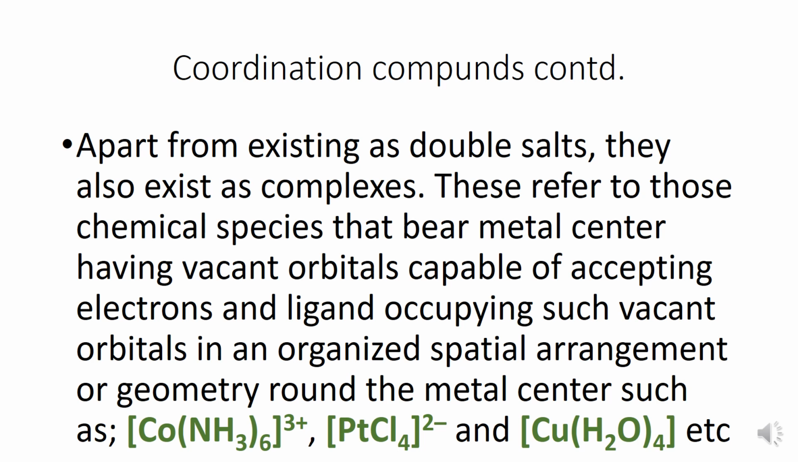This refers to those chemical species that bear a metal center having vacant orbitals capable of accepting electrons, and ligands occupying such vacant orbitals in an organized spatial arrangement or geometry around the metal center, such as this compound of ammonia with cobalt, this compound of platinum with chloride, and this compound of copper with water.